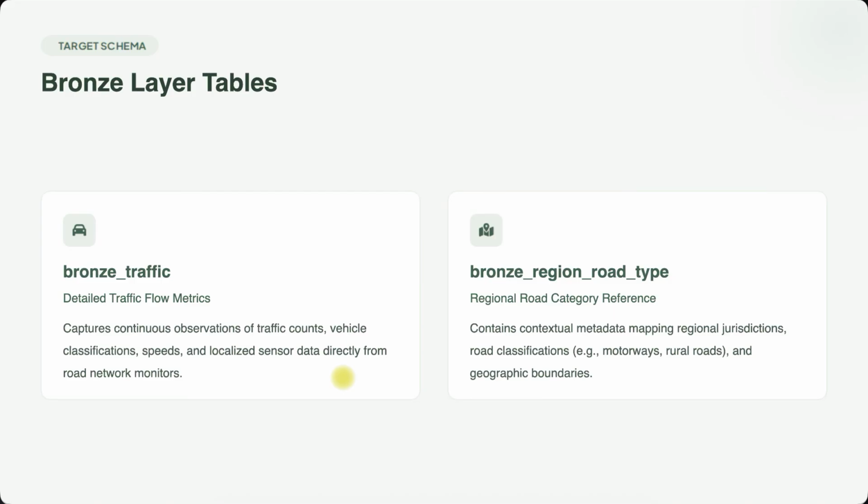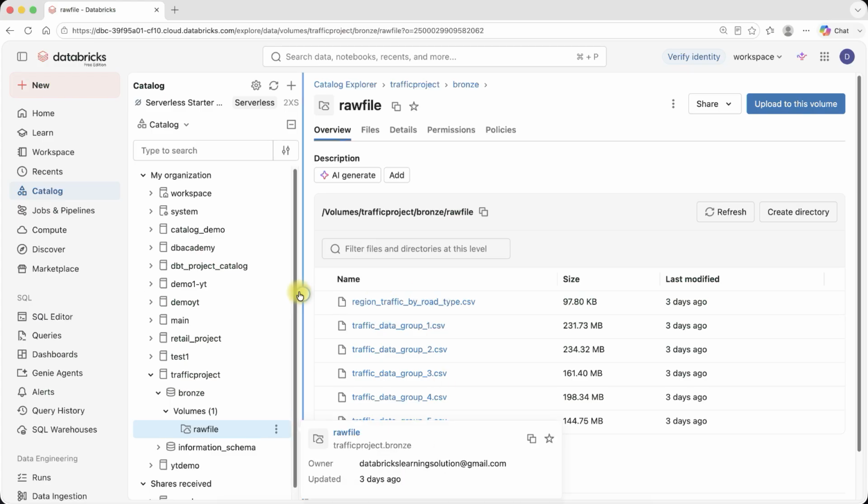Our bronze layer will contain two tables, bronze traffic and bronze regional road type. The first table, bronze traffic, will contain detailed traffic data, and the second table will contain regional road category data. So let's move on to Databricks for a practical example.